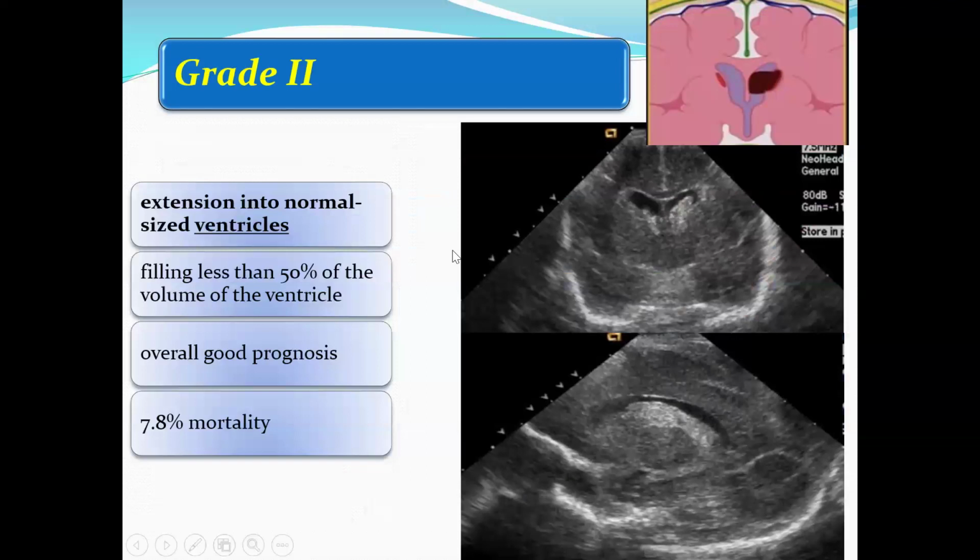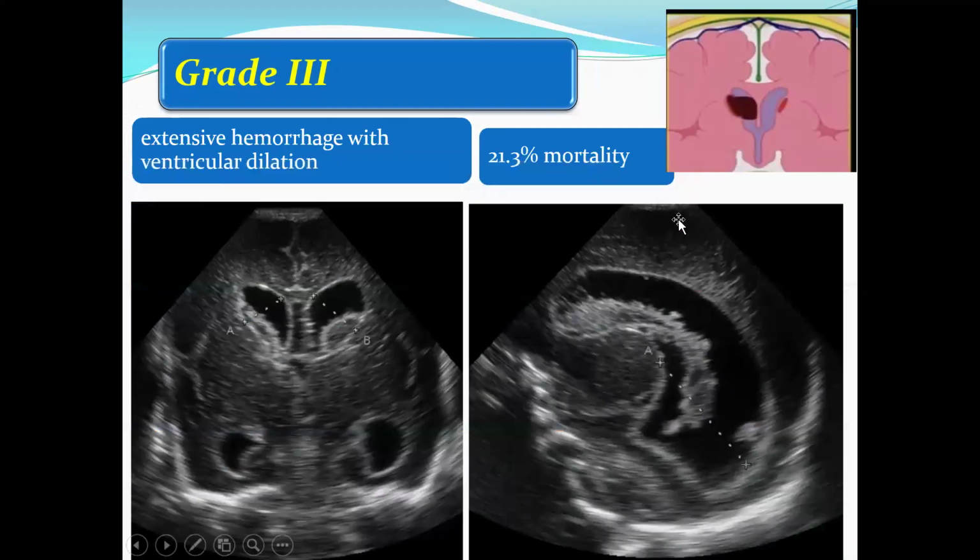Grade 2 extends into the normal sized ventricles, filling less than 50% of the volume of the ventricles, with overall good prognosis and 7.8% mortality. This is the hemorrhage extending into the normal sized ventricles. Grade 3 is extensive hemorrhage with ventricular dilatation, and 21.3% mortality. This is marked ventricular dilatation with hemorrhage. This is the hemorrhage.